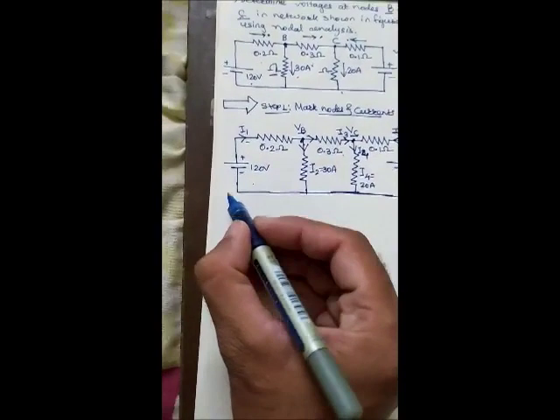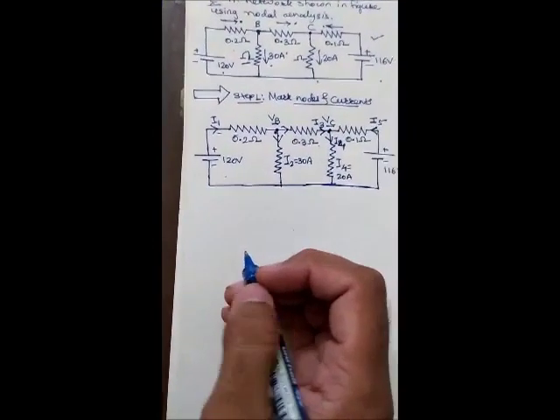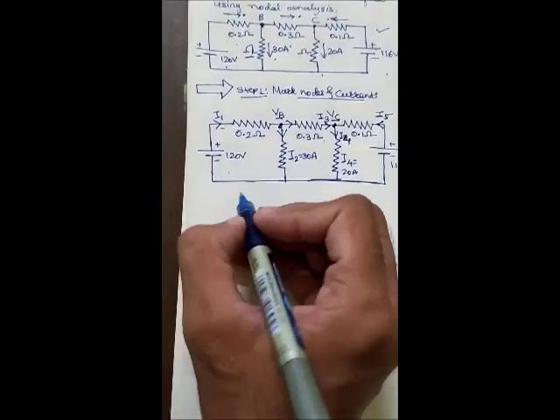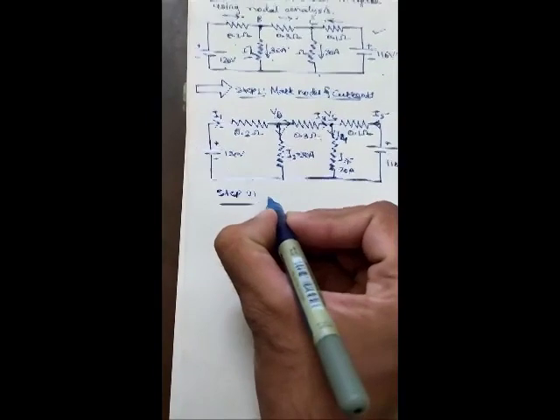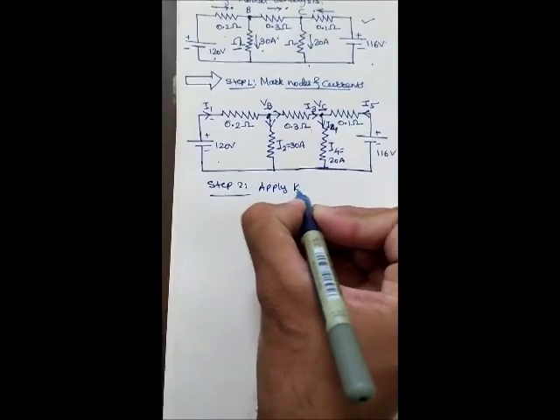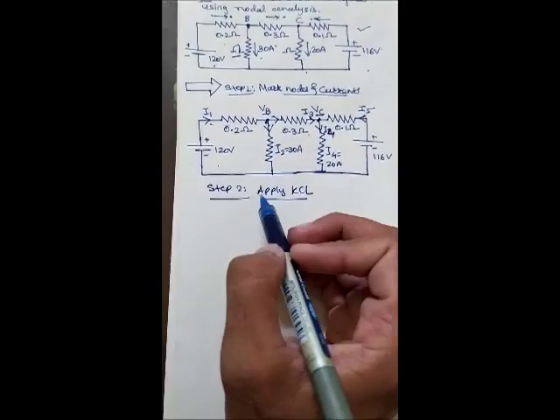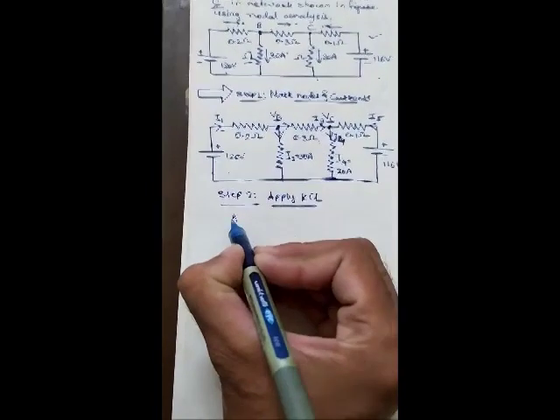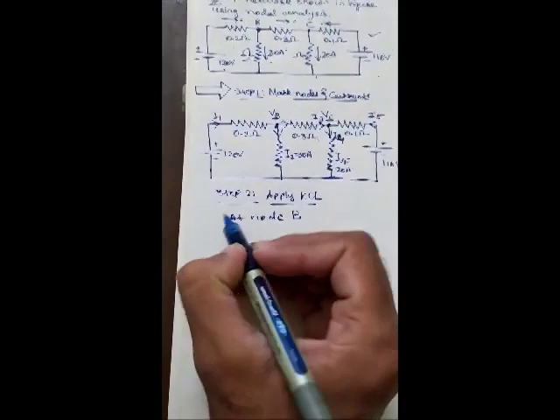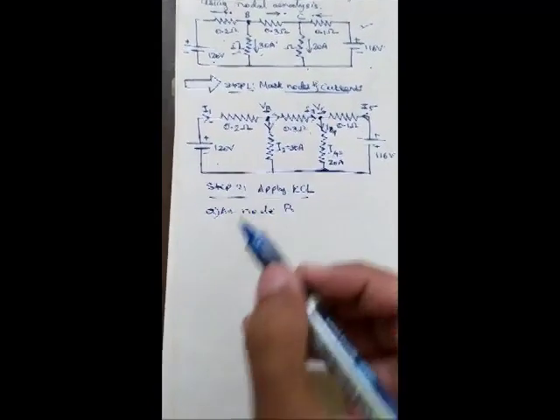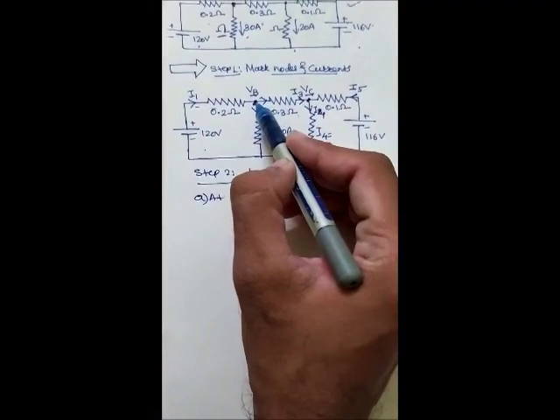Now step 2 we are going to solve. In step 2, we have to apply KCL to this circuit. As in the last numerical, we have to apply KCL here. So let us consider node B. We will calculate the node currents at every node point. So at node B we are calculating.